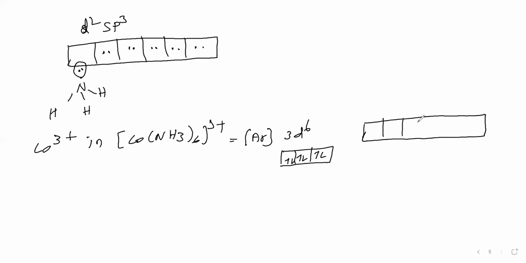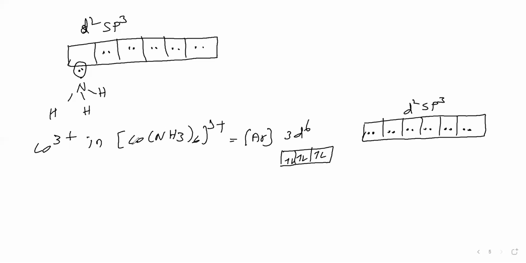So d2sp3 hybridization means 6 orbitals. Here one ligand, second ligand, third, fourth, fifth, sixth ligand. It is d2sp3 hybridization. So Co3+ in the complex has this electronic configuration. All the electrons are paired, therefore no unpaired electrons, therefore this complex is diamagnetic.